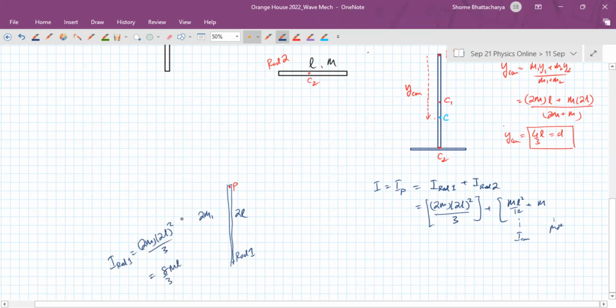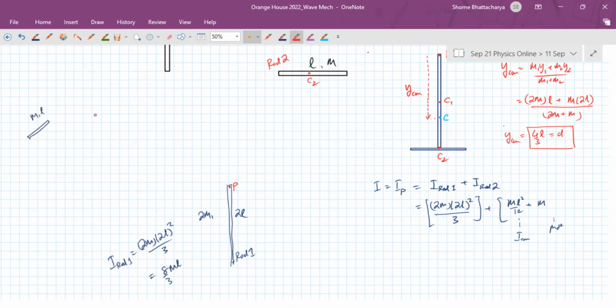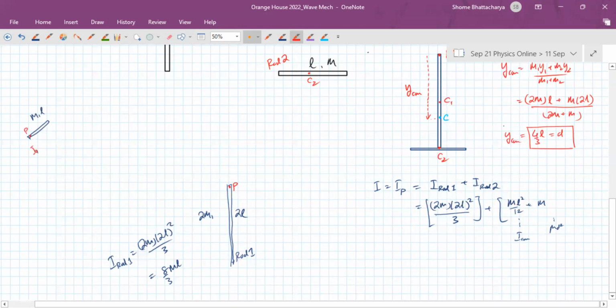This is a direct formula. You know that moment of inertia of a thin rod about one end is ml square by 3, whereas about its center of mass is ml square by 12. These are standard formulas you have to know. Okay, so just applying that over here, that's how this term comes.